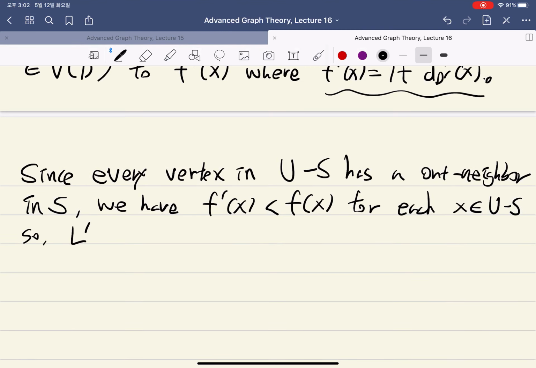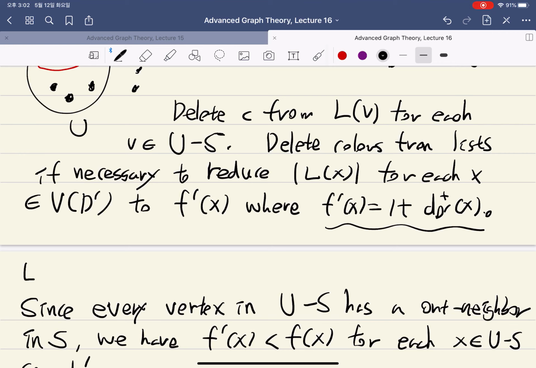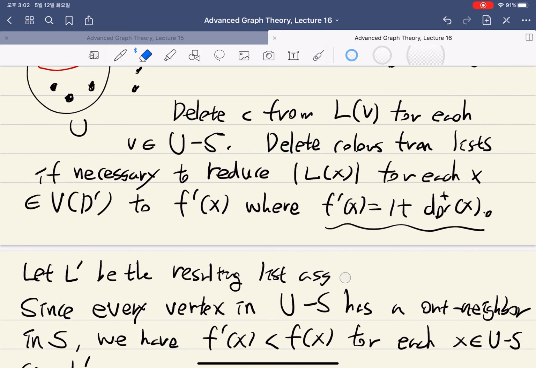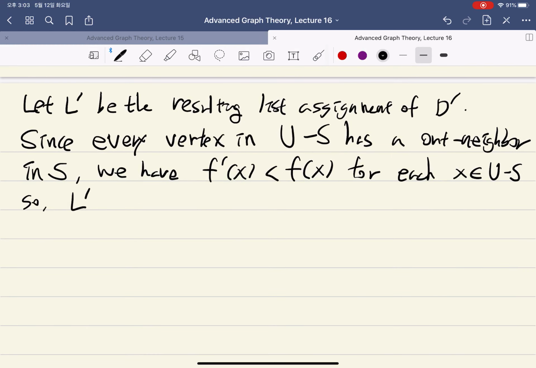So this L prime, say we let L prime be the resulting list assignment of T prime. Then this L prime actually satisfies the hypothesis of this lemma.